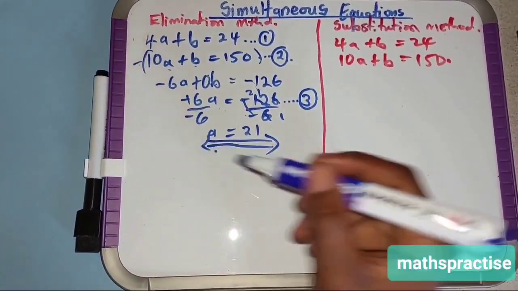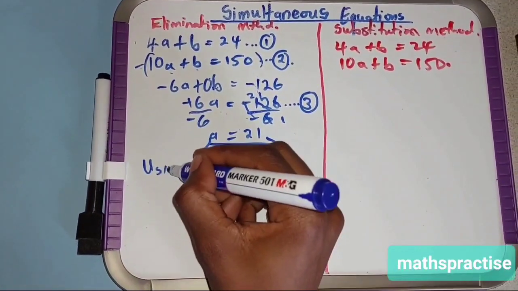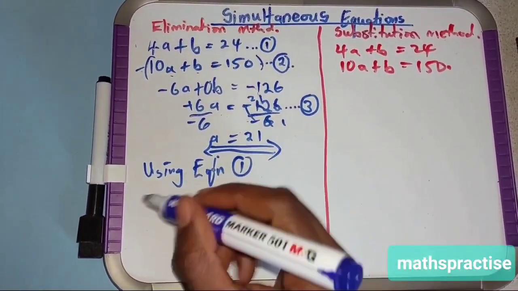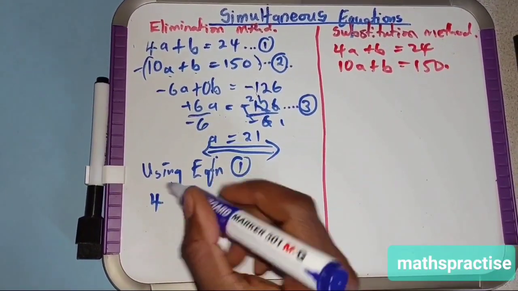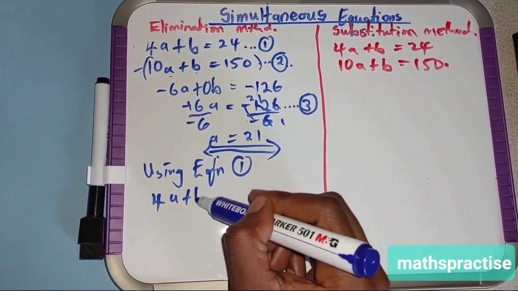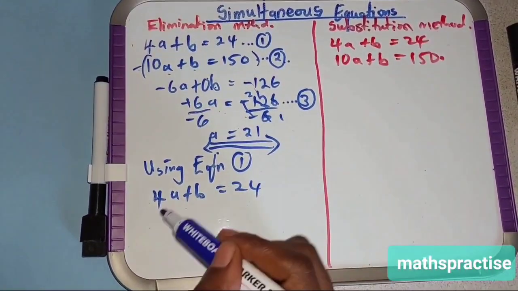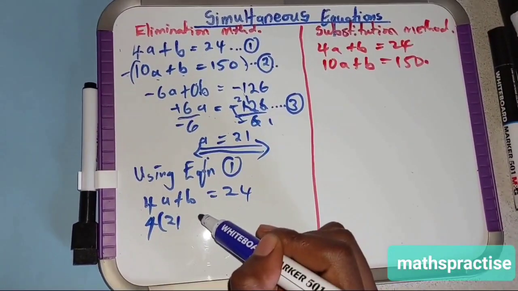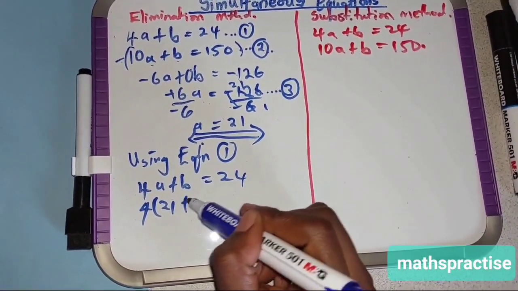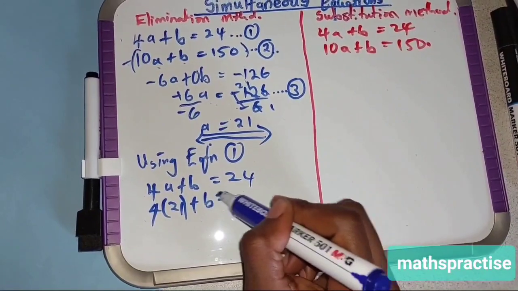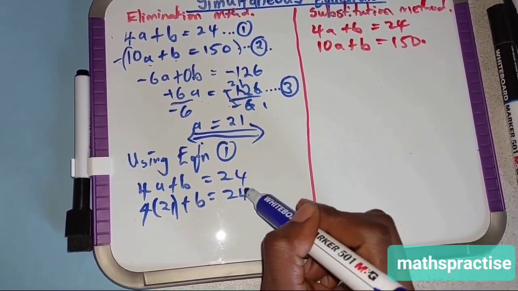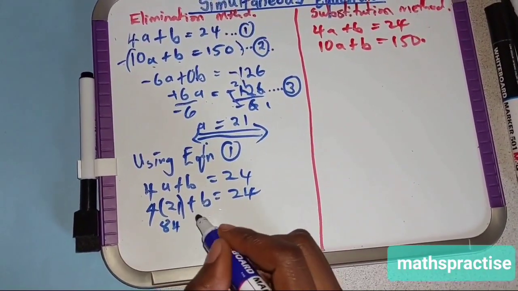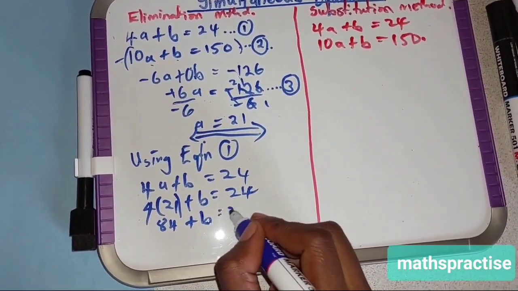So using equation 1, 4a plus b is equal to 24. You said a is 21, so we say 4 bracket 21 plus b is equal to 24, and this gives us 4 times 21, we get 84, plus b is equal to 24.